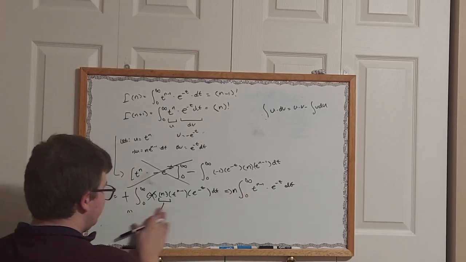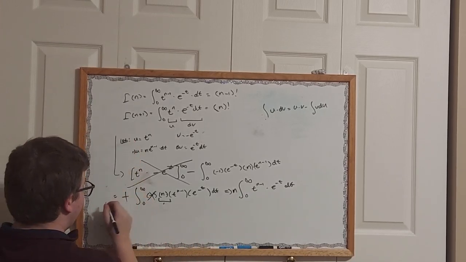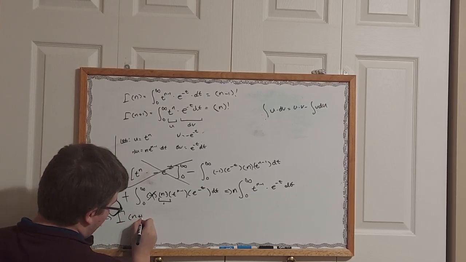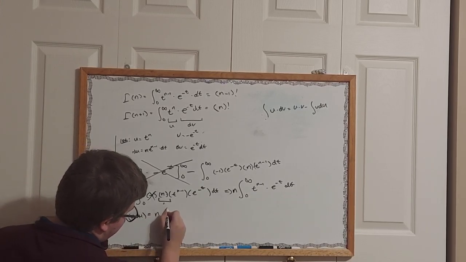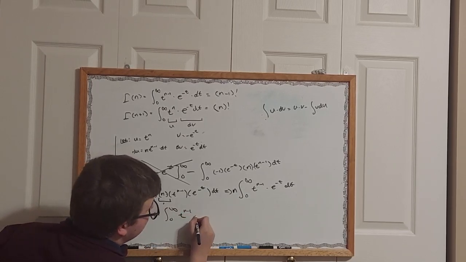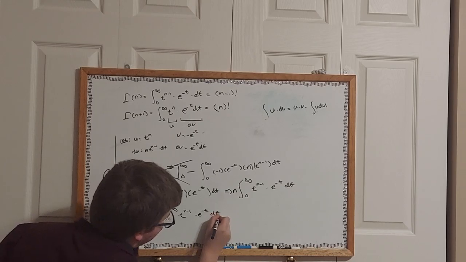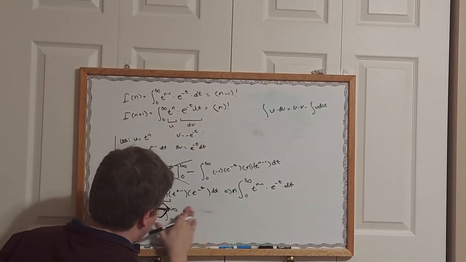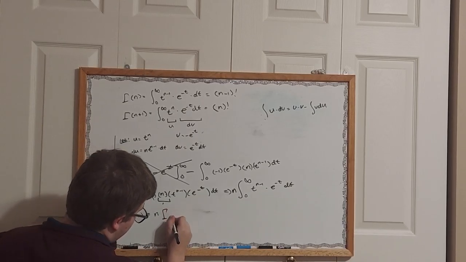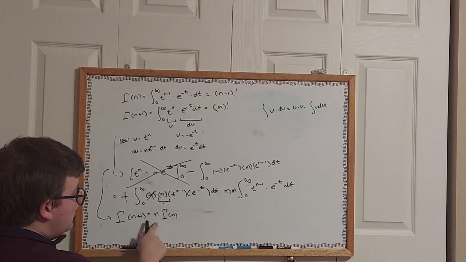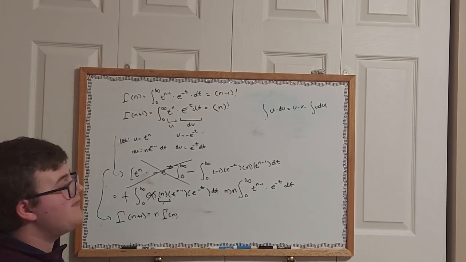Does that seem at all familiar? We have at this point that gamma at n plus one is equal to n times the integral of t to the n minus one times e to the negative t dt. This is the gamma function, which means we can just plug gamma right back into here at n. So gamma at n plus 1 is equal to n times gamma of n.